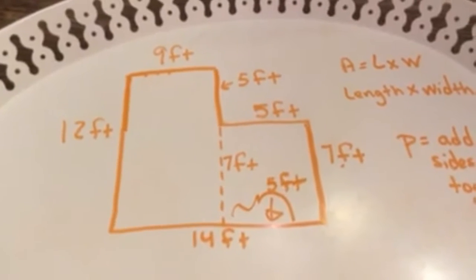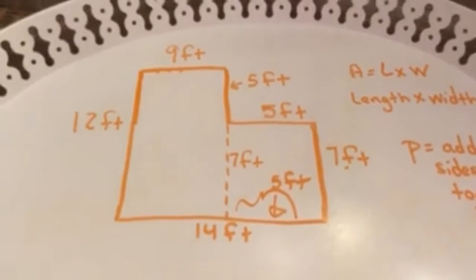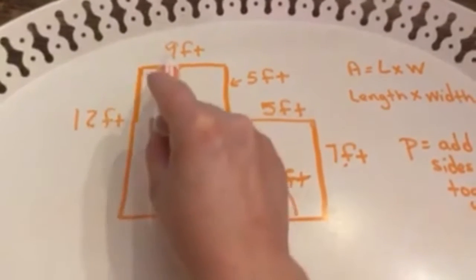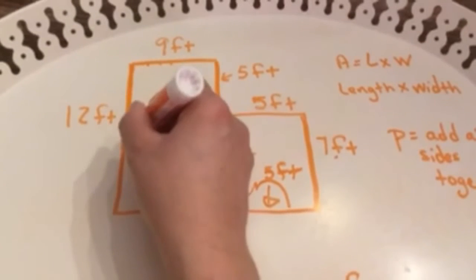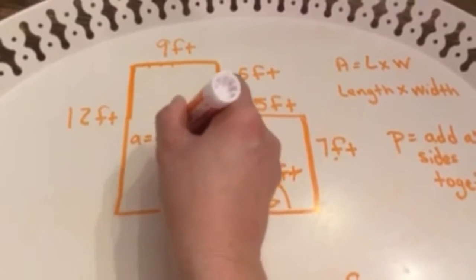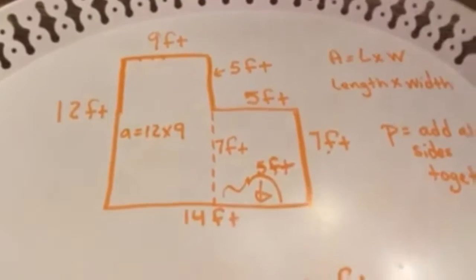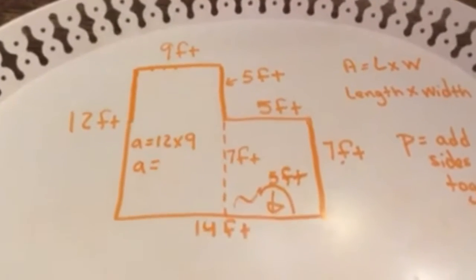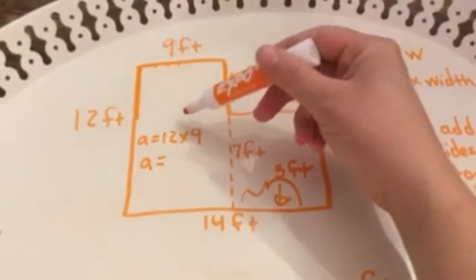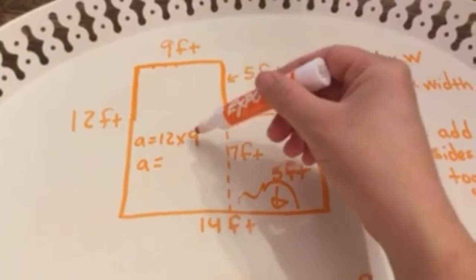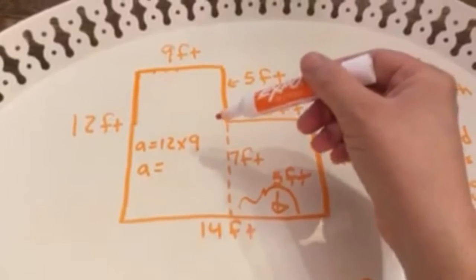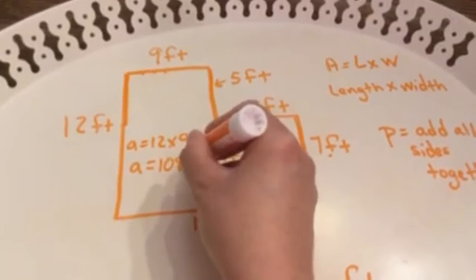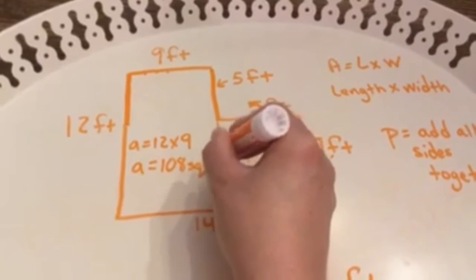I have everything I need to solve the area of this mixed rectangle. The first thing I'm going to do is multiply my length times my width. And in this case, that means my area is going to be 12 times 9. Now, those of you who know your 12's facts, you have already thought of the answer. Those of you who do not, maybe you thought, well, I know that 9 times 10 is 90, and 9 times 2 is 18, and 90 plus 18 is 108. And in this case, it's 108 square feet.